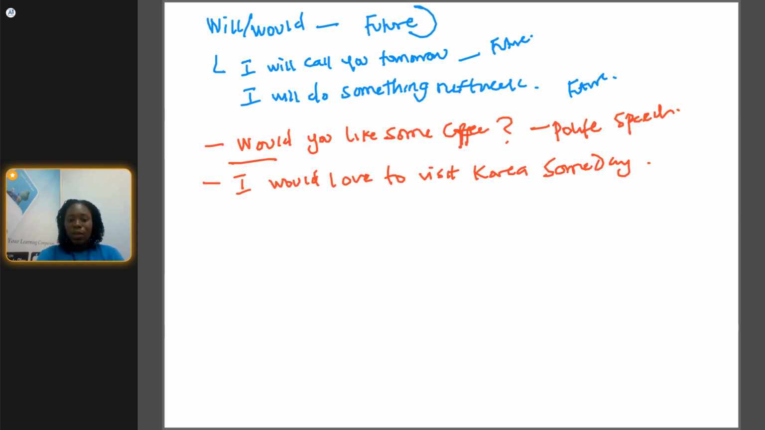Then we looked at will and would, and we said will is used for the future. And I mentioned that the future doesn't mean something far away. We are talking about a moment that is not of the past nor the present. And also we looked at would as a modal, which is also used for polite speech or imaginary situations.